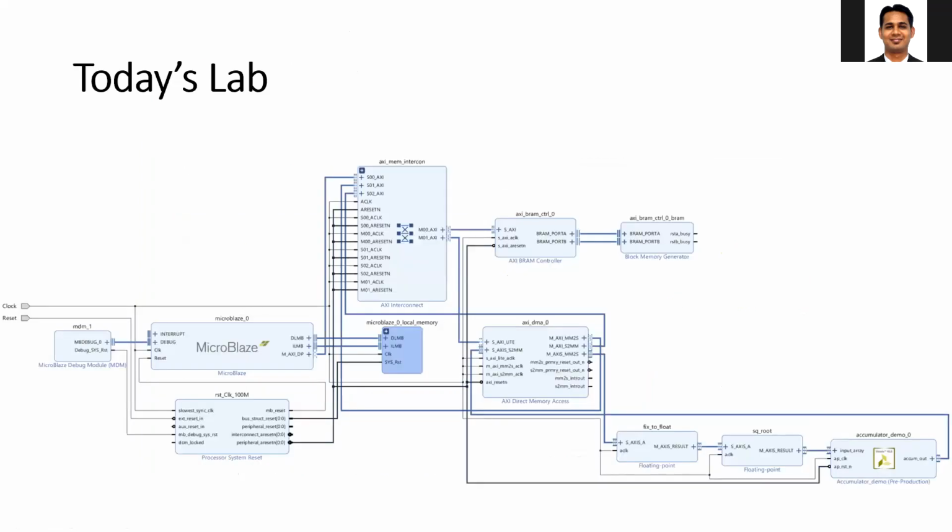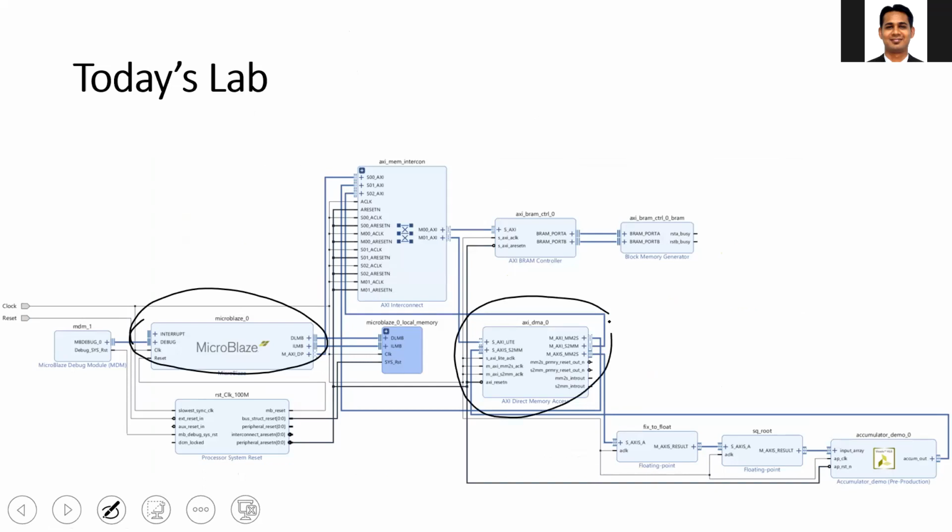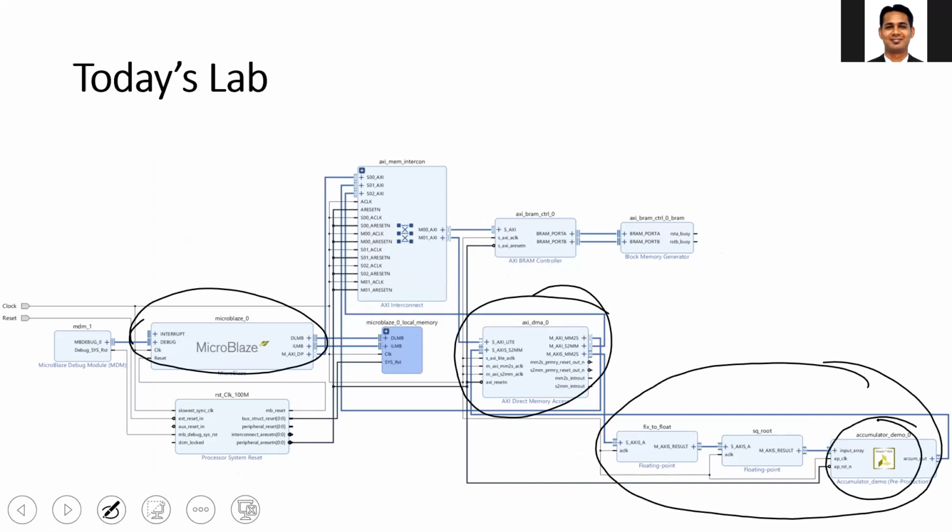In the lab, we are going to build a block diagram which looks something like this. Here you can see this is the MicroBlaze, this is your DMA, and this is your signal processing IP. This part is the homework part. This will be your lab homework, for which the videos are already uploaded. You can look at those to see how to do that.